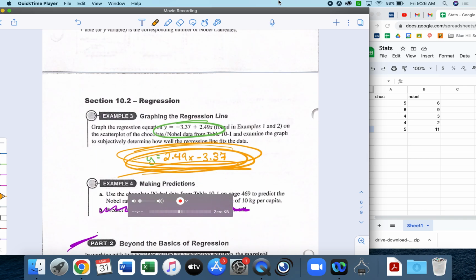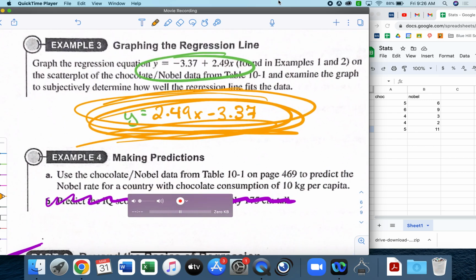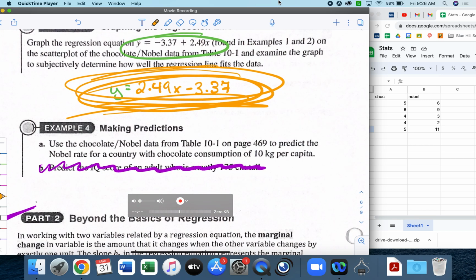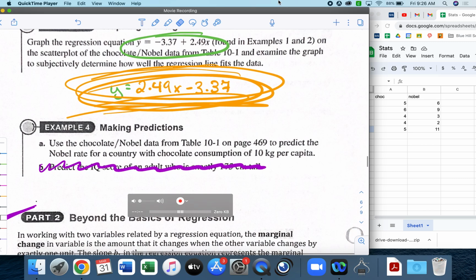Now we're gonna go to example 4. We're gonna plug some stuff in, solve for some things, and then we're gonna go to the example on your homework assignment, okay? So they spit that out for us, okay? In example 4, we're gonna do just 4A, and we're gonna solve for what they want. By the way, mark this again. X was chocolate, and Y was the Nobel rate. Okay? Just so that we're clear and we know which variable is which.